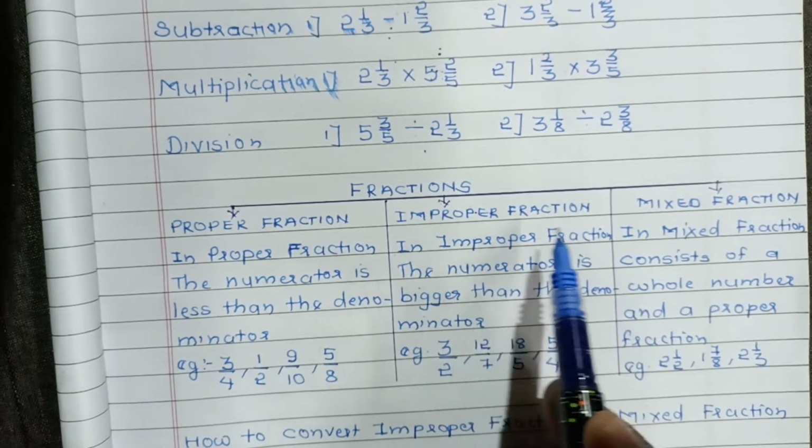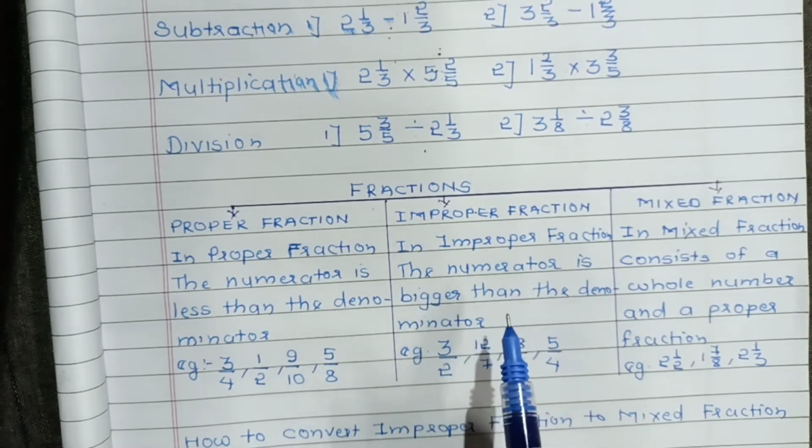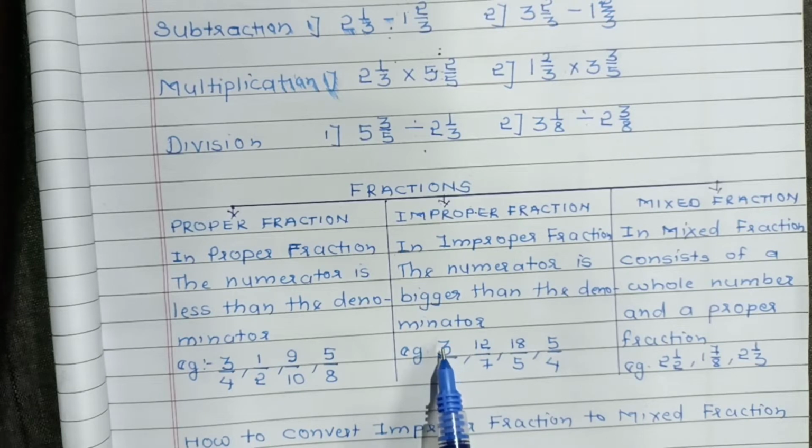In an improper fraction, the numerator is bigger than the denominator. So the numerator should be bigger than the denominator. So 3 upon 2, 12 upon 7, 18 upon 5, 5 upon 4. These all are examples of improper fractions.